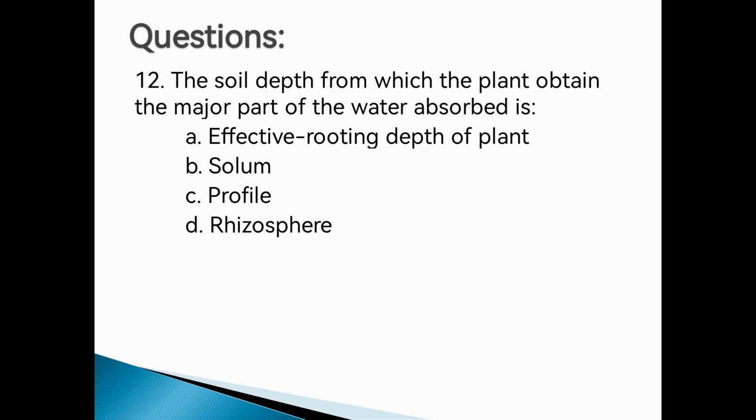Capillary fringe. Number 12. The soil depth from which the plant obtained the major part of the water absorbed is A. Effective rooting depth of plant. B. Solum. C. Profile. D. Rhizosphere. The correct answer is A. Effective rooting depth of plant.